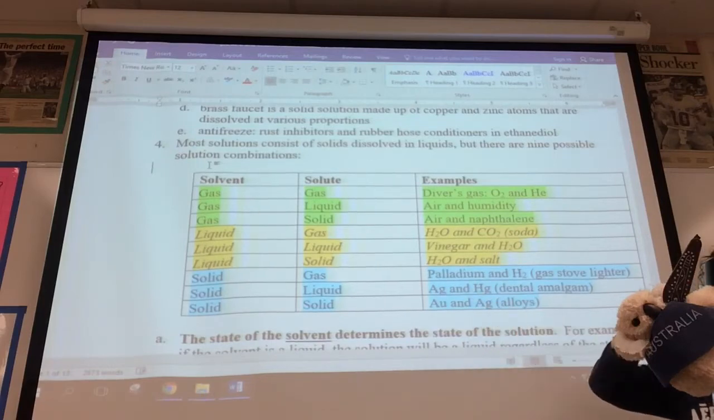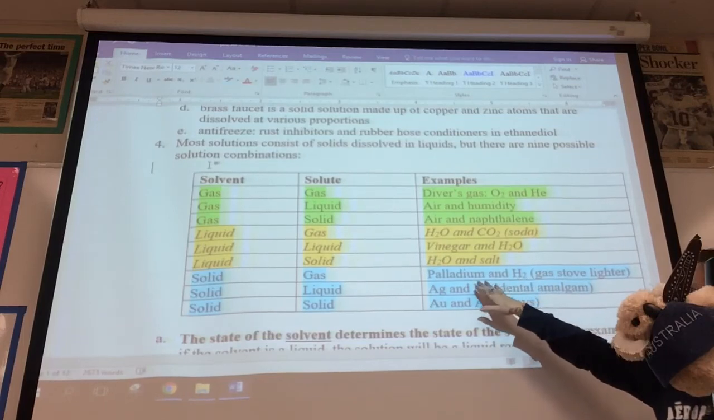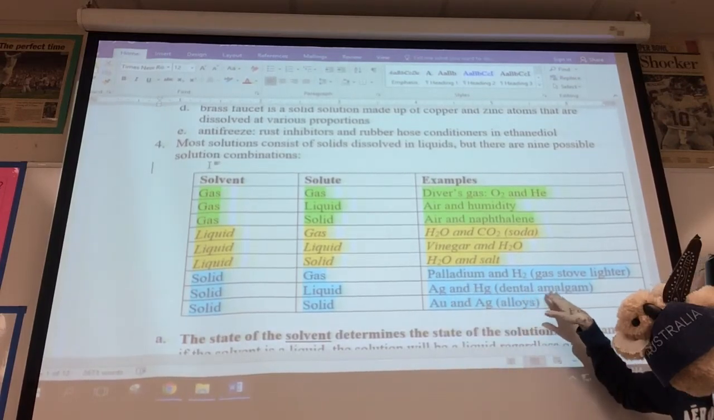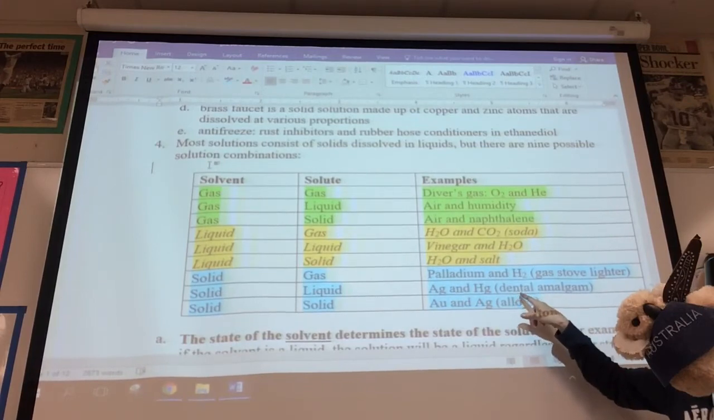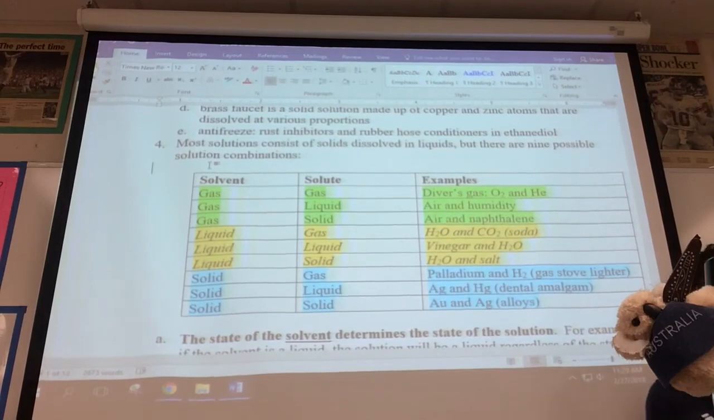If your solvent's a solid, your solution will be a solid. You can dissolve a gas, liquid, or solid in a solid. Gas stove lighter is hydrogen gas dissolved in solid palladium. The old-fashioned fillings, and I think I still have one silver filling, is mercury dissolved in silver. They don't really like to use those anymore. Mercury has been shown to be a carcinogen, so you don't really want mercury in your mouth, even if it is at very low concentration.